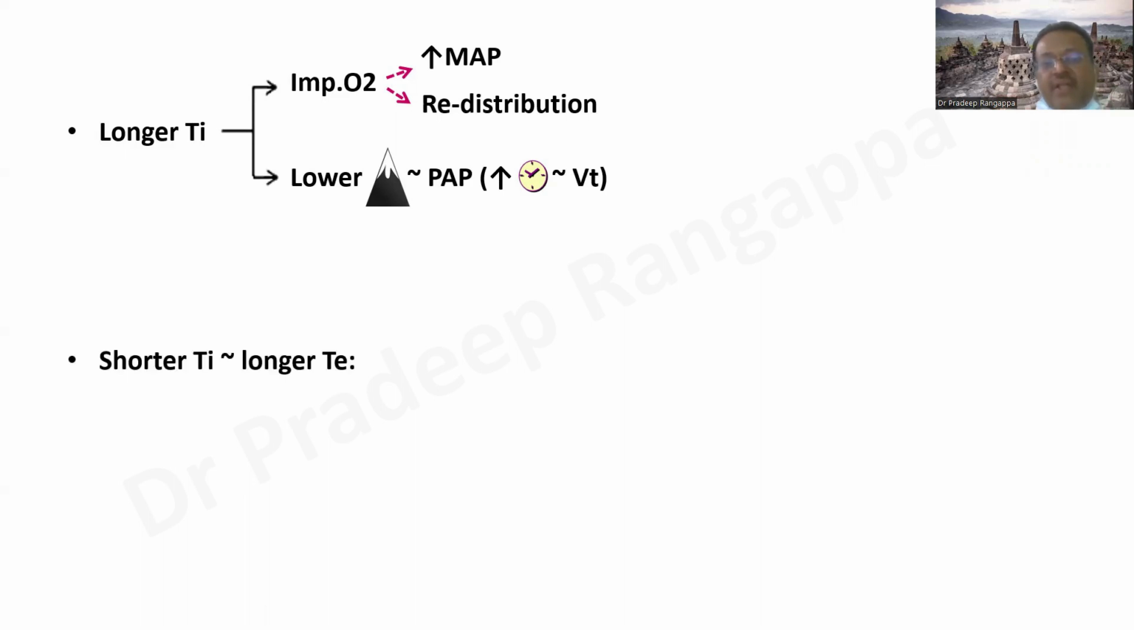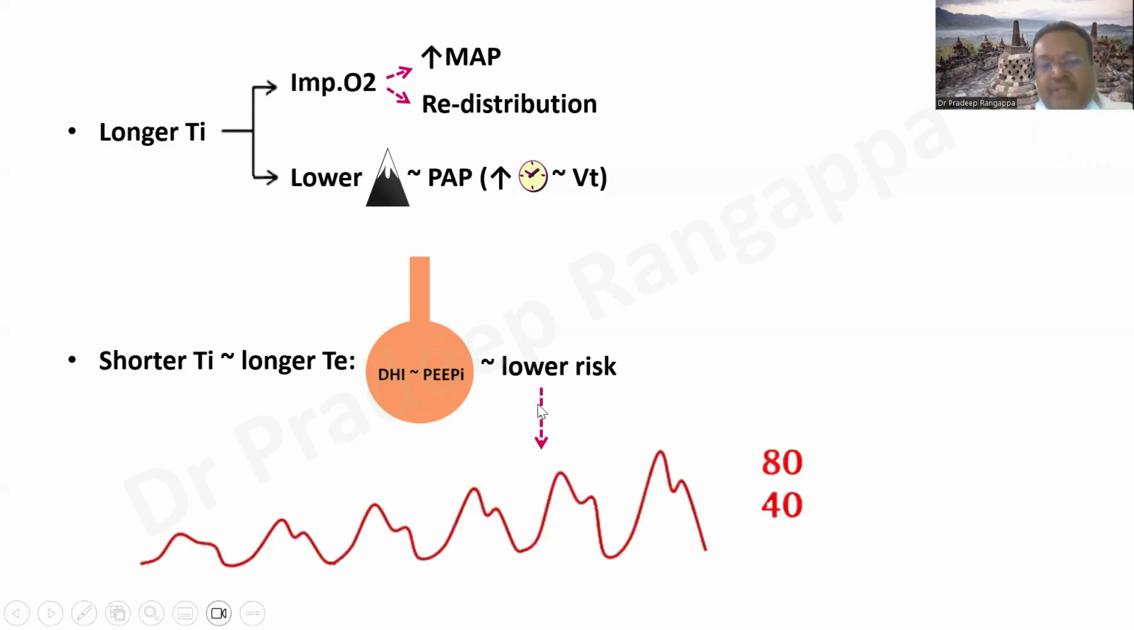So what we need is shorter inspiratory time and longer expiratory time, because this longer expiratory time will allow time for the carbon dioxide to be expelled, and it lowers the risk of dynamic hyperinflation or intrinsic PEEP. And your longer expiratory time will also mitigate the hemodynamic instability that will happen because of the increase in the dynamic hyperinflation that tends to set in.